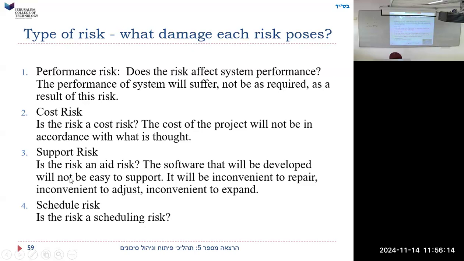Types of risk and level of impact. Performance risk, cost risk, support risk, schedule risk. Does the risk affect the system performance? The actual product won't work correctly. Is the risk a cost risk? It'll cause the cost of the project to go up. Support risk: we have a risk of creating software that'll be hard to support. Schedule risk: is this going to cause a delay in the project?